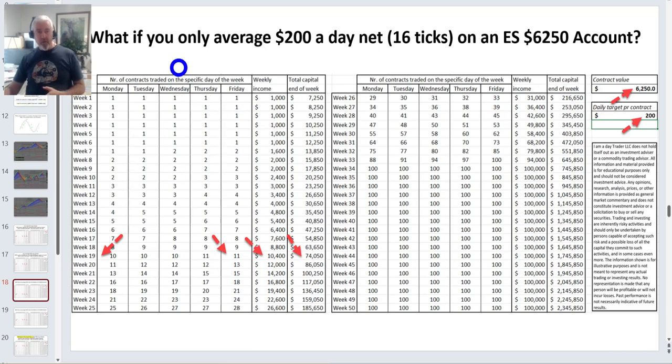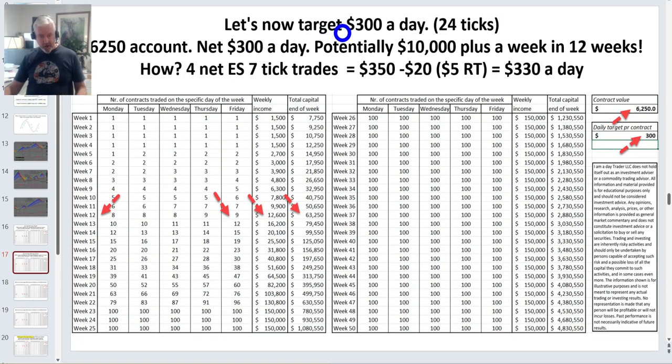Now if you only average, now there I've got it on 300 a day. So what you'll see here, the first slot I was up 274 per contract, then I closed out at 394. But 300 a day is extremely realistic in this market.